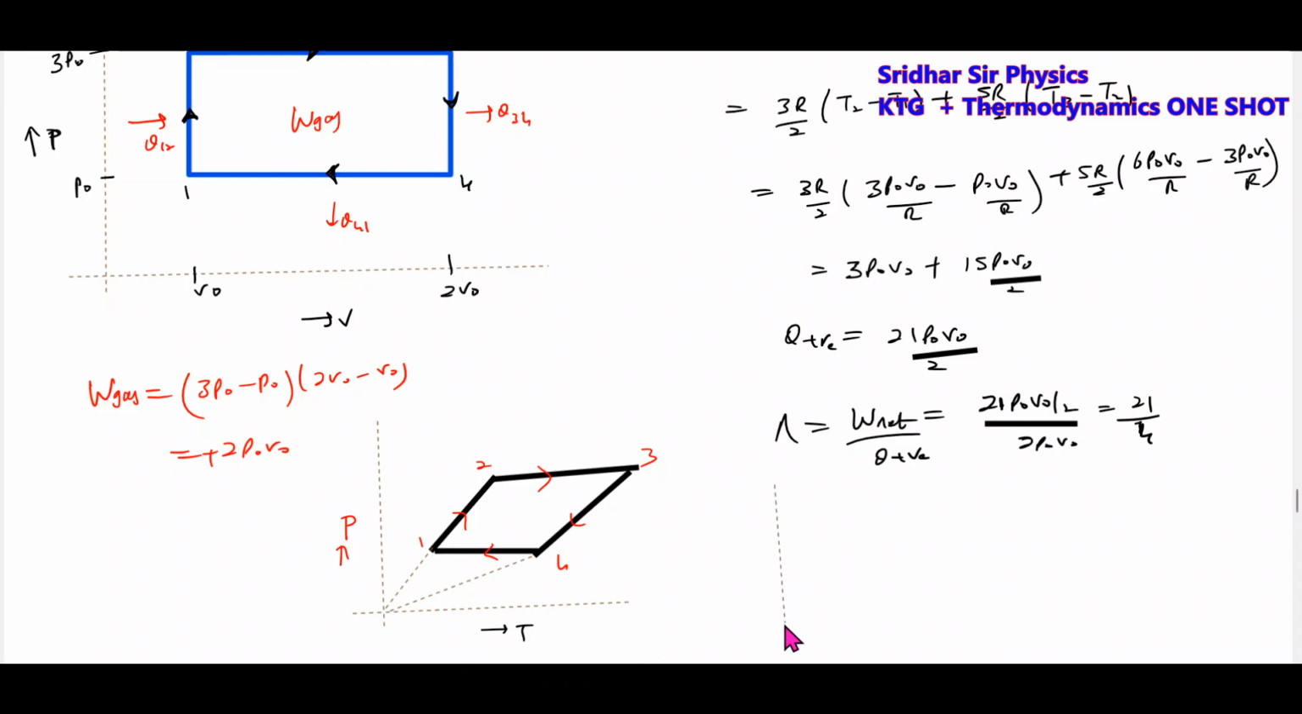VT graph. So isochoric heating, volume isochoric heating, so it will be like this. Then isobaric heating. Isochoric cooling.